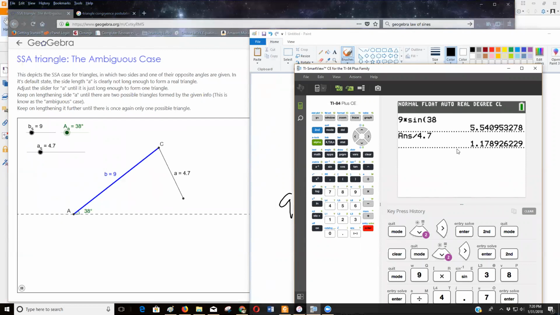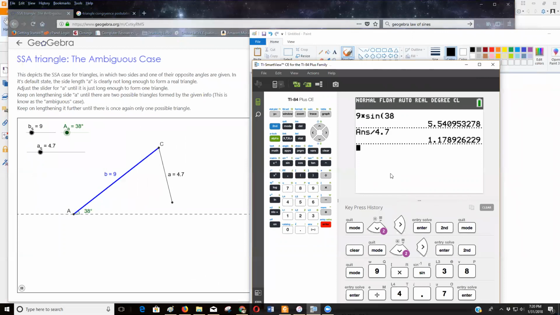So if you're trying to solve this and you set up the law of sines and you have to find an angle, and you get a value bigger than 1, then you know there's no triangle.